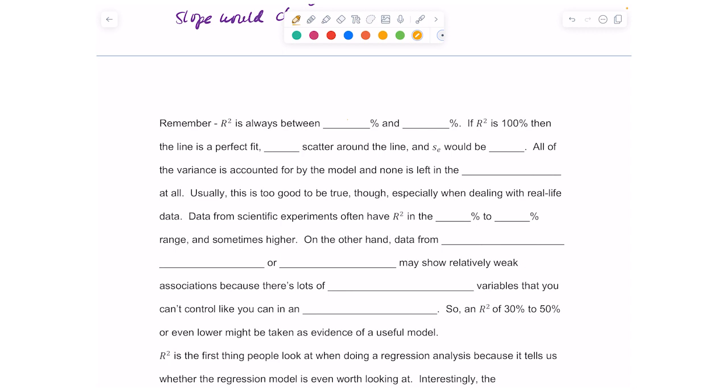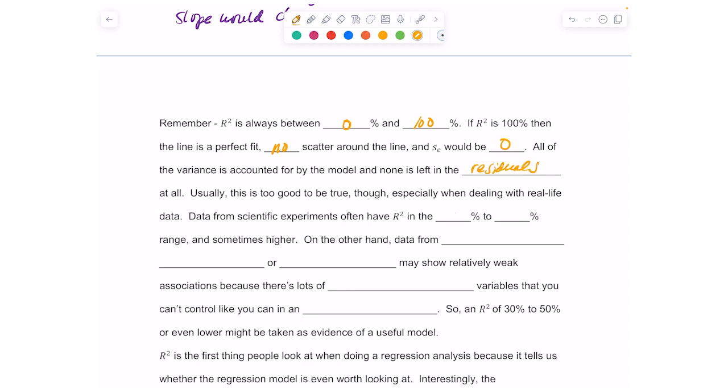So remember, a couple key takeaways is that R squared is always between 0% and 100%. And if R squared is 100%, then the line is just a perfect fit, right? There's going to be no scatter around the line. And that would tell us that the standard error of the residuals would have to be 0. All of the variance is accounted for by the model, and none is left in the residuals. Okay, so that's what that means.